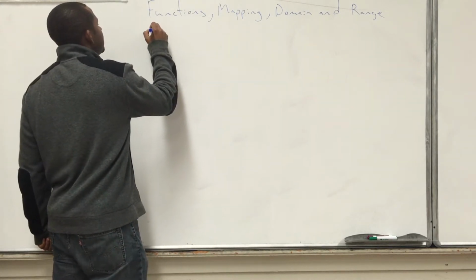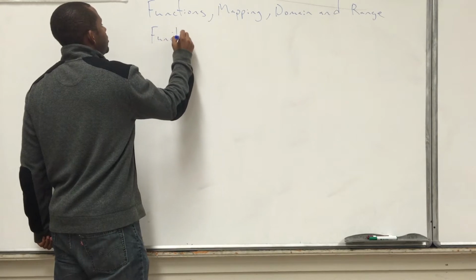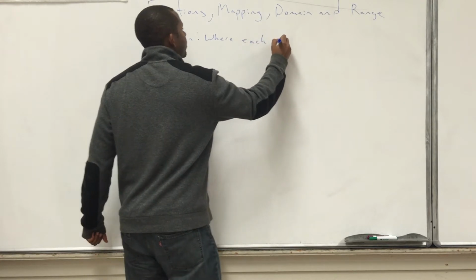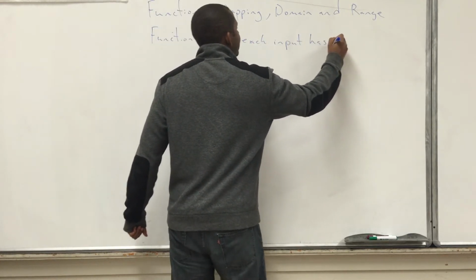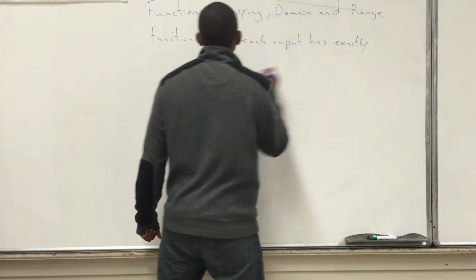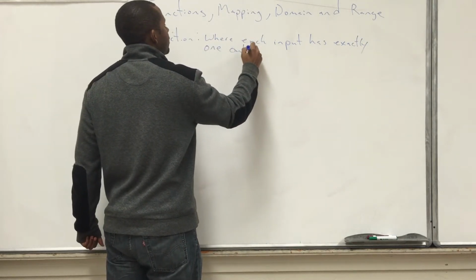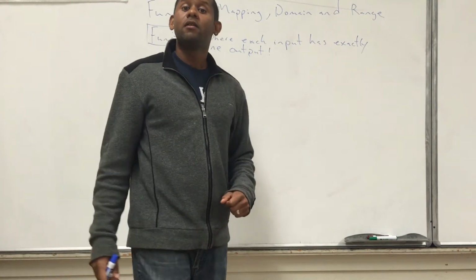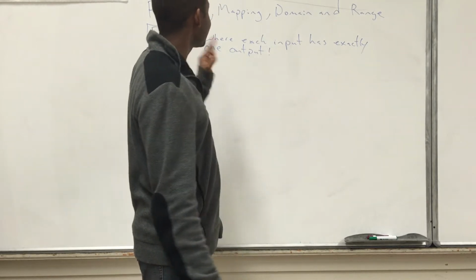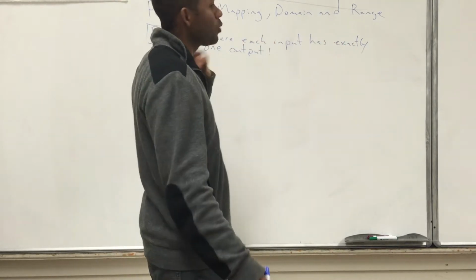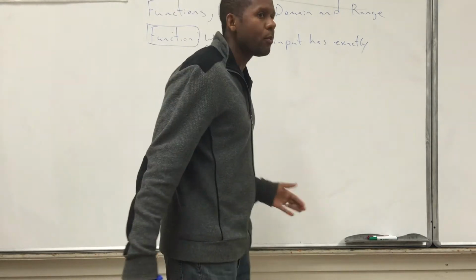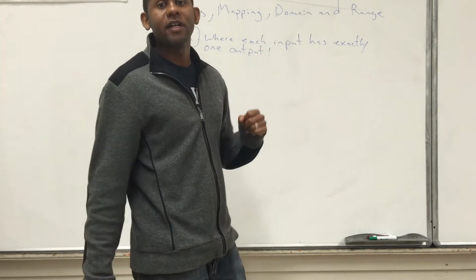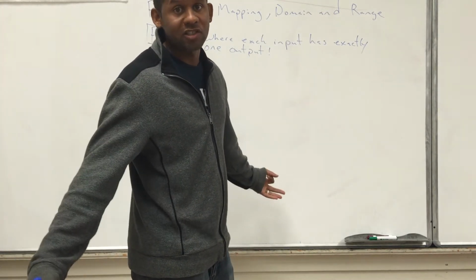A function that you should remember is where each input has exactly one output. Okay? This is a hugely important idea. You want to make sure that this makes sense. And the only thing that's important is the input has only one output. Don't talk about multiple outputs or this and that. The only thing that matters is, does the input have only one output? If so, it's a function. If not, it's not a function and it's just a relation.